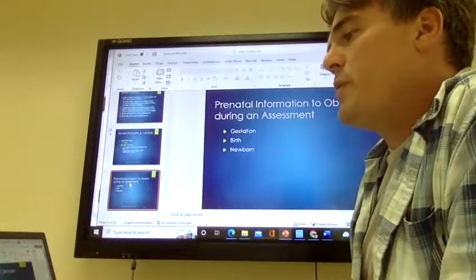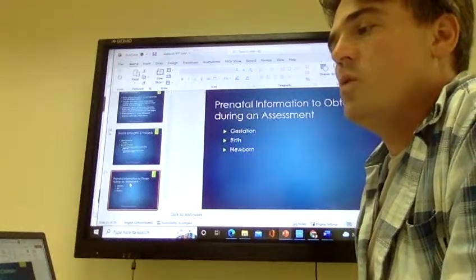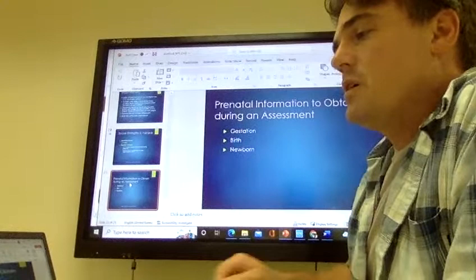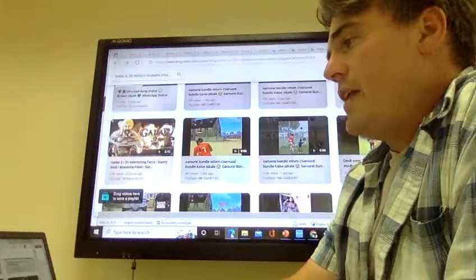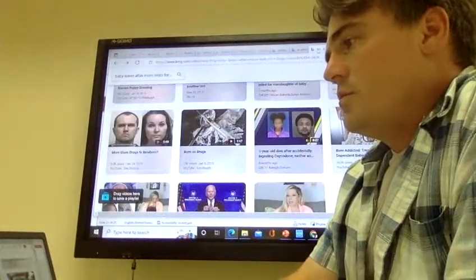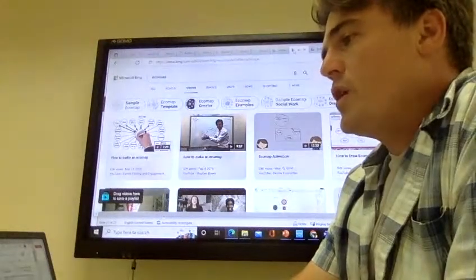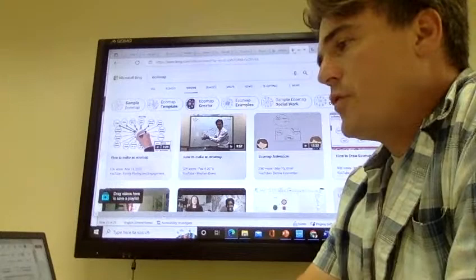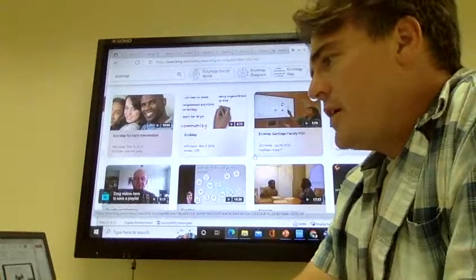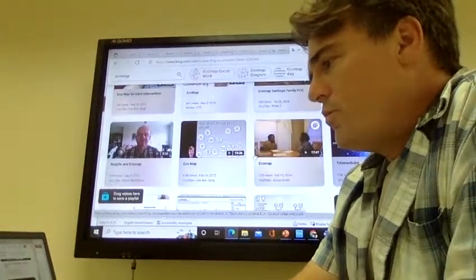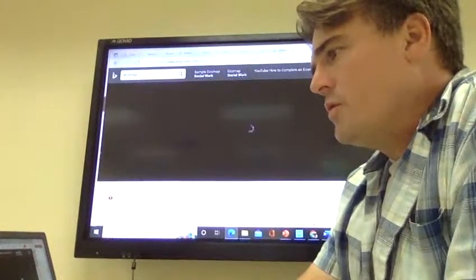Also, prenatal information to obtain on assessment: as for the baby, what their gestation was, the birth weight, and then newborn status. So I am going to put up the space for you guys to have your eco map put in here. I wanted to make sure that you had access to that eco map. I can't remember if you guys had seen this one too, but why we do this with our clients.